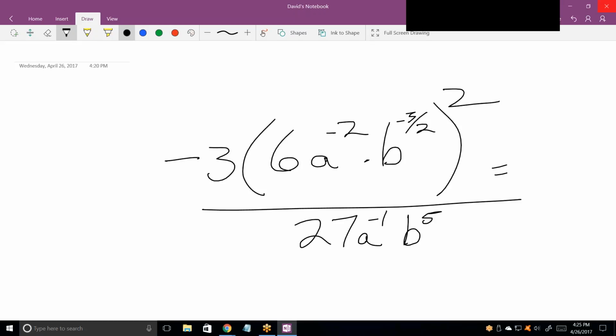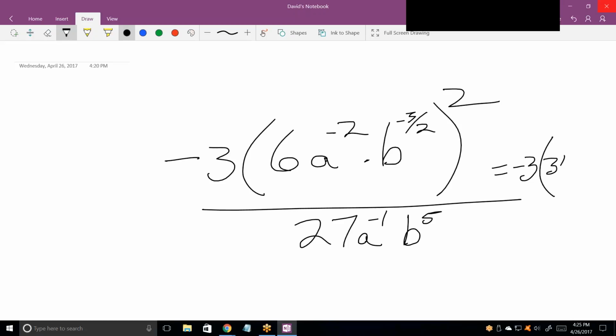First of all, still got minus 3. Now, apply the 2 to the 6. What do you get? 2 to the 6th? What? 6 to the 2. Oh, 6 to the 2, so that's 36.